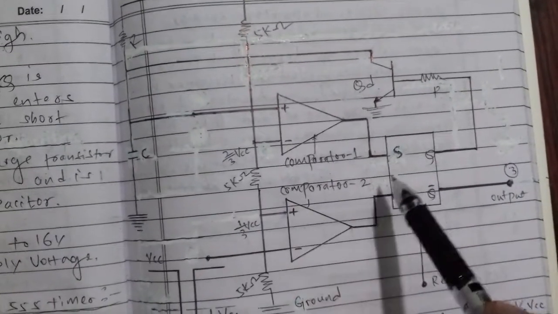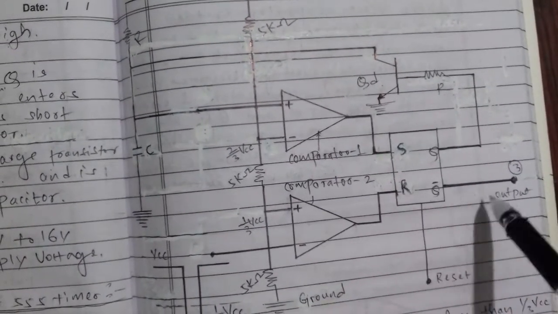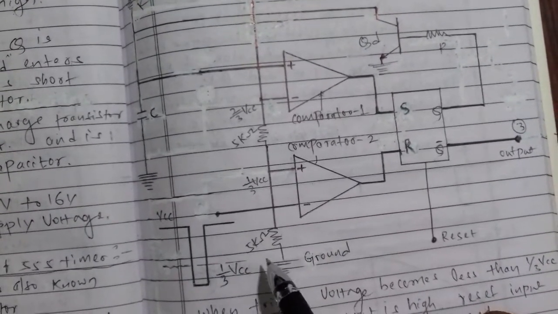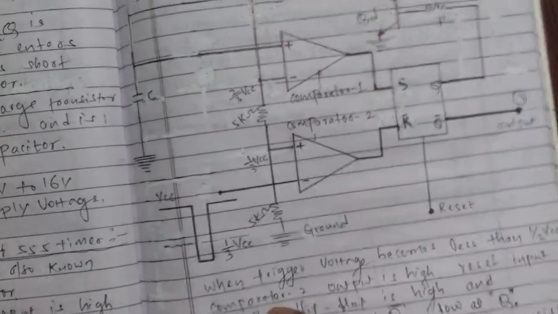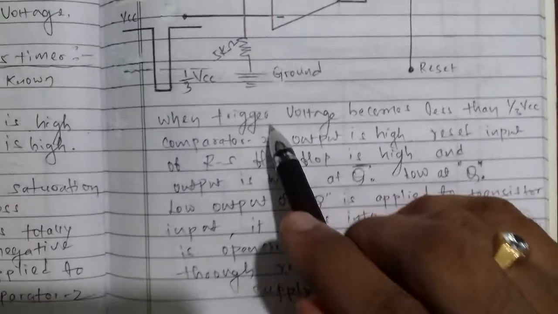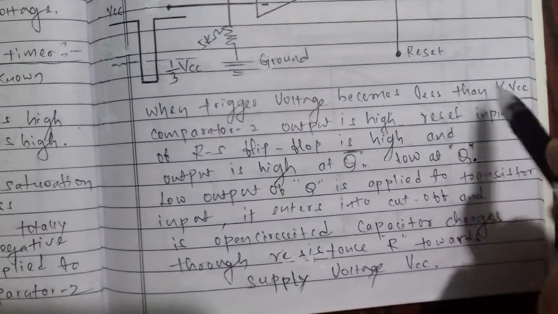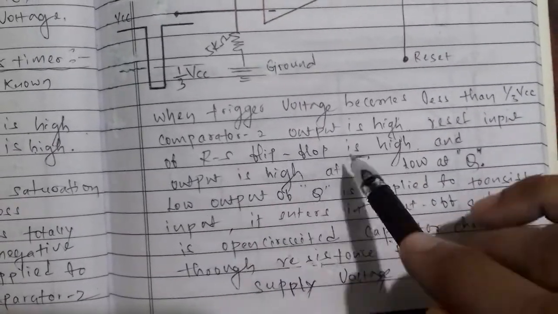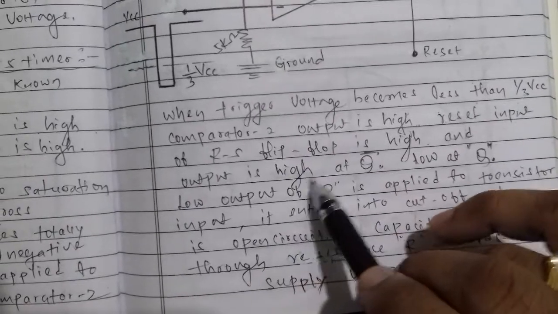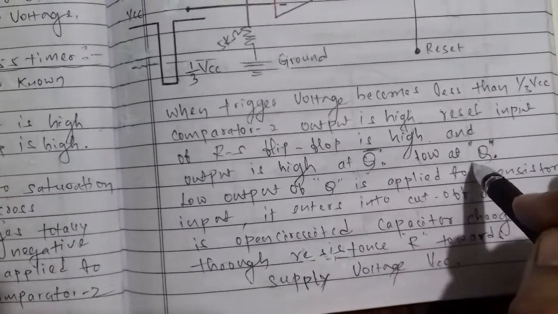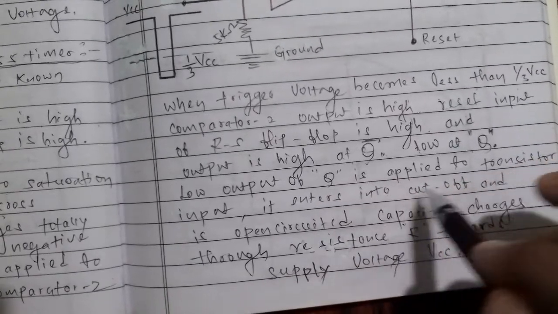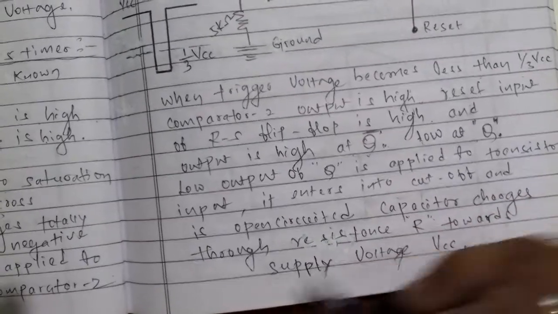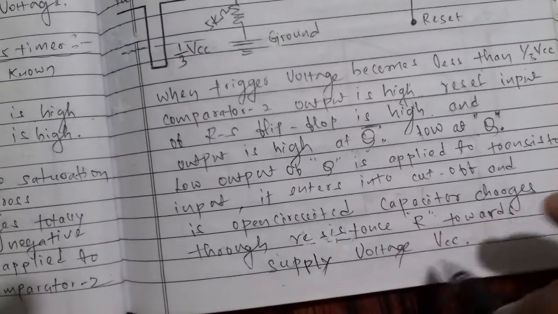Comparator 1, comparator 2, set, reset, Q bar output. When trigger voltage becomes less than 1/3 VCC, comparator 2 output is high. Reset input of RS flip-flop is high and output is high at Q bar, low at Q. Low output of Q is applied to the transistor input. It enters into cutoff and is open circuited. Capacitor charges through resistance R towards supply voltage VCC.